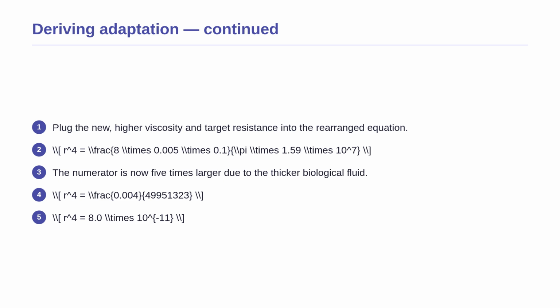When we divide the numerator by the denominator, we find that the radius raised to the fourth power equals 8.0 times 10 to the negative 11th power. We are one step away from finding the actual physical dimension.